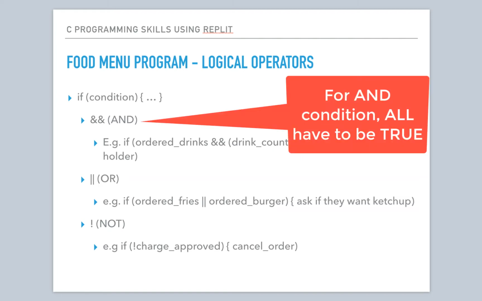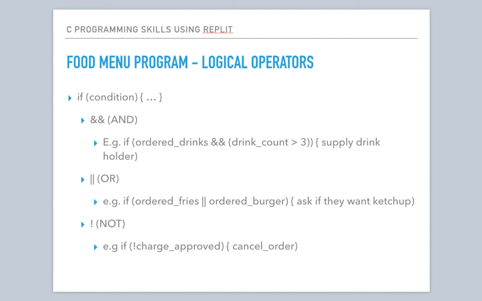And finally, we have a not. Notice it's just the exclamation mark. The exclamation is not, and that is basically you're checking for the not condition. So the example I give here, if, notice there's something called charge approved. Well, here we put the exclamation in front of that. So we're saying if not charge approved. In other words, if your charge was not approved, the credit card company did not approve your charge card transaction, then cancel the order. So notice the exclamation is the not sign. So make sure you know those, the and, the or, and the not. And again, these are called logical operators.